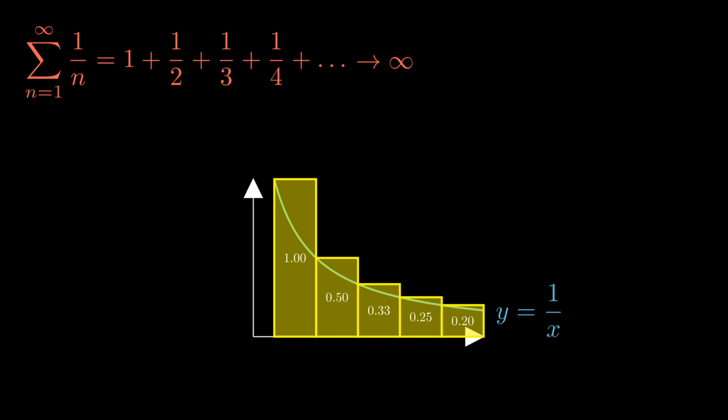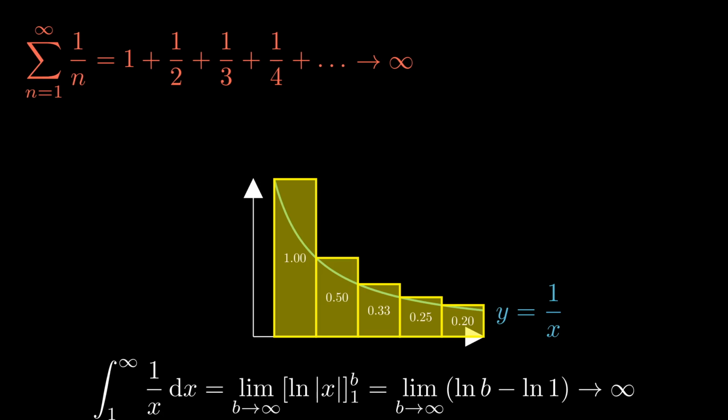Thus, integrating 1 over x will give us a lower bound for the sum of the harmonic series. The integral of 1 over x is the natural log of x, and evaluating from 1 to infinity shows that the integral diverges. Since the integral is a lower bound, the harmonic series must diverge as well. This is known as the integral test, and works as long as the function is positive, continuous, and decreasing.